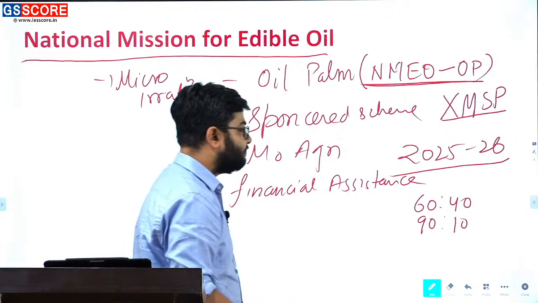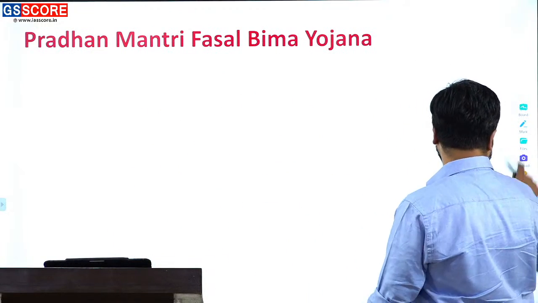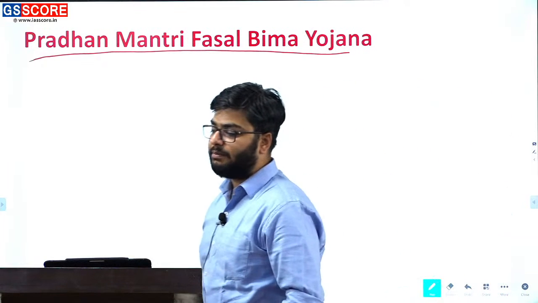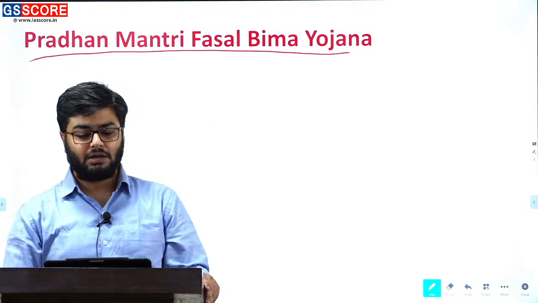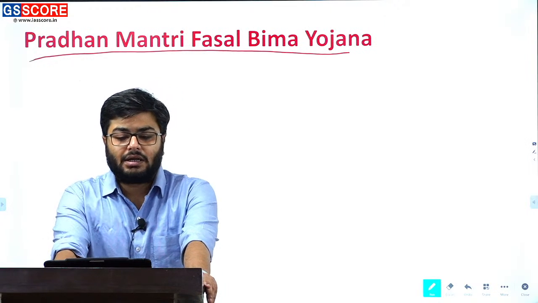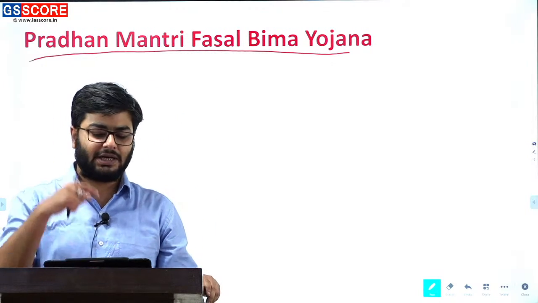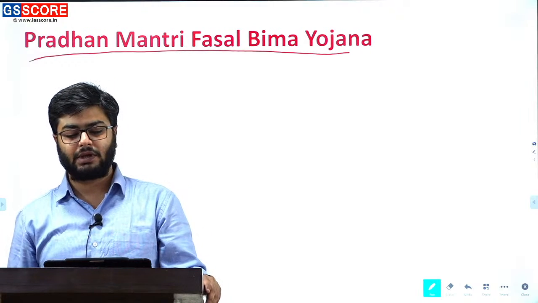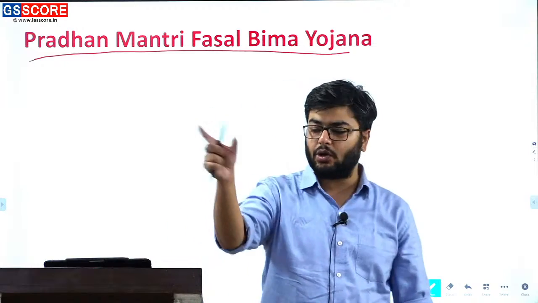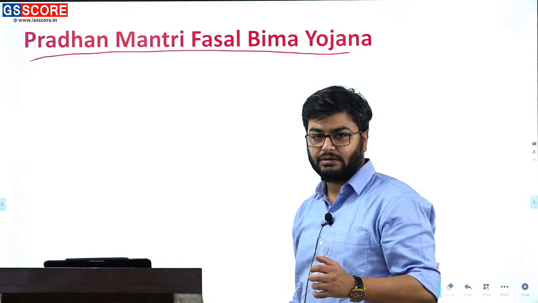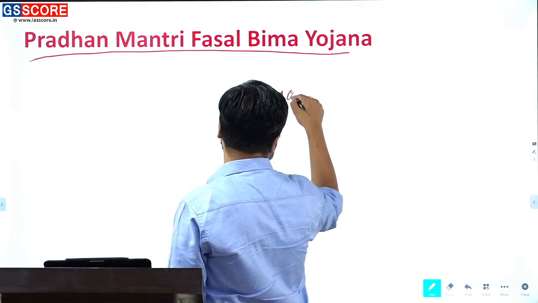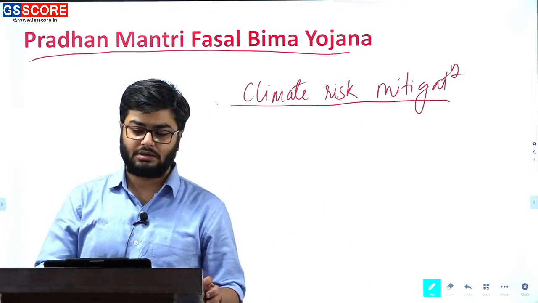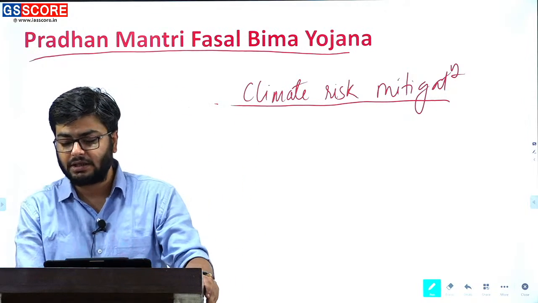Now, moving further towards another highly popular scheme, again related to the farm sector but through insurance, that is Pradhanmantri Fasal Bima Yojna. Recently it was in the news because elections happened, etc. And the prelims of 2017 have already featured this scheme. It is part of the larger strategy for climate risk mitigation for agriculture. It is one of the key ideas behind this particular scheme.